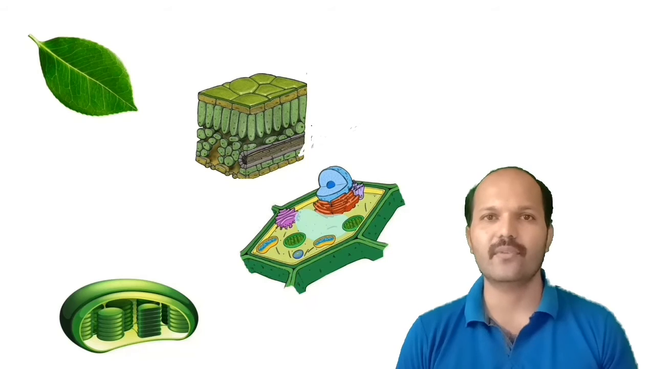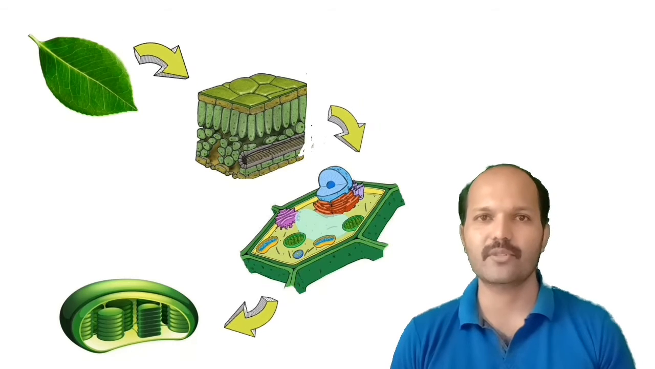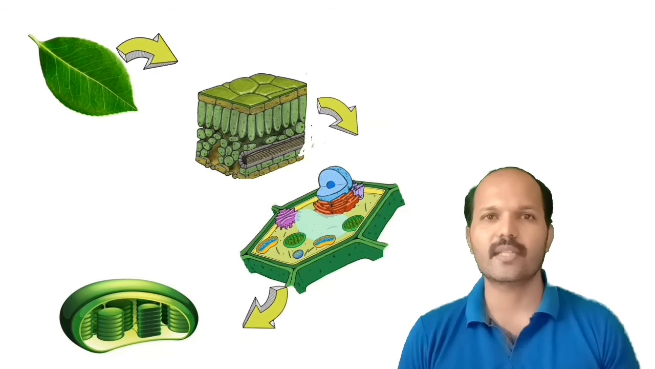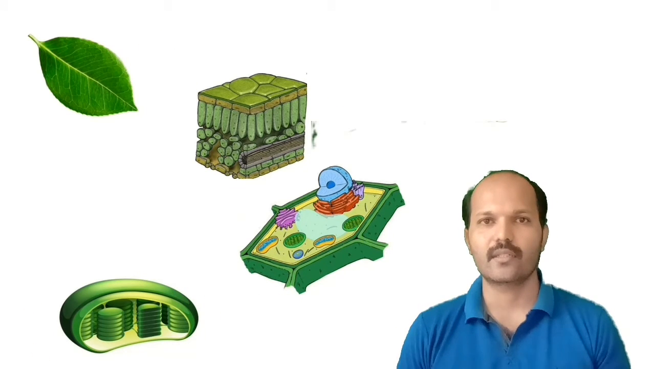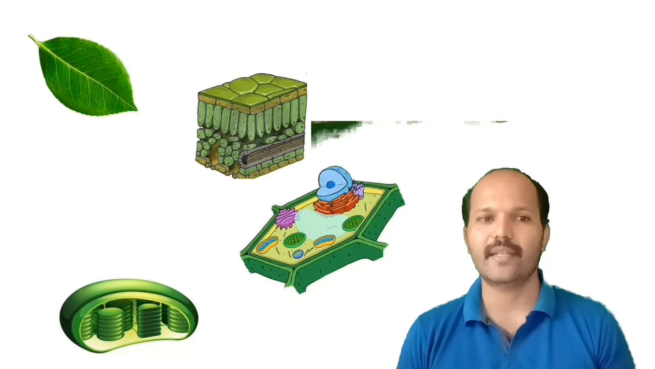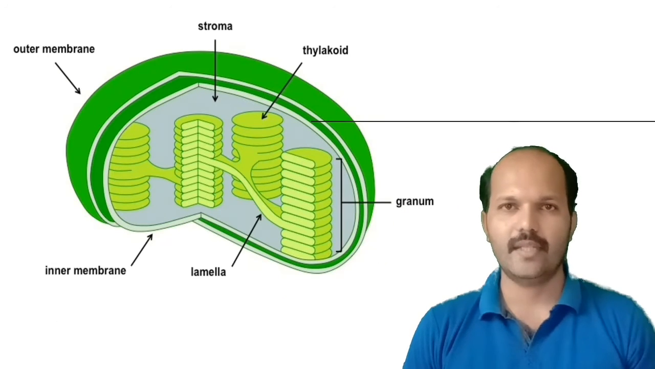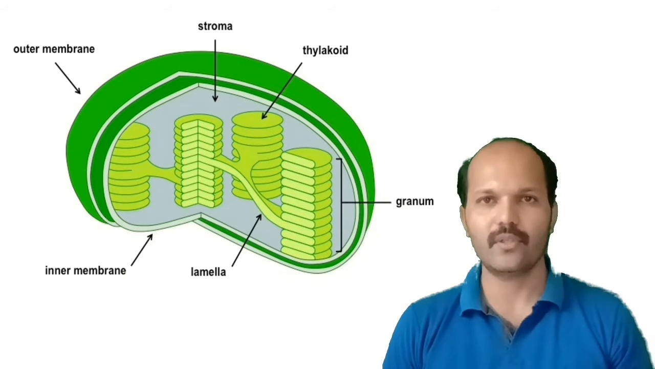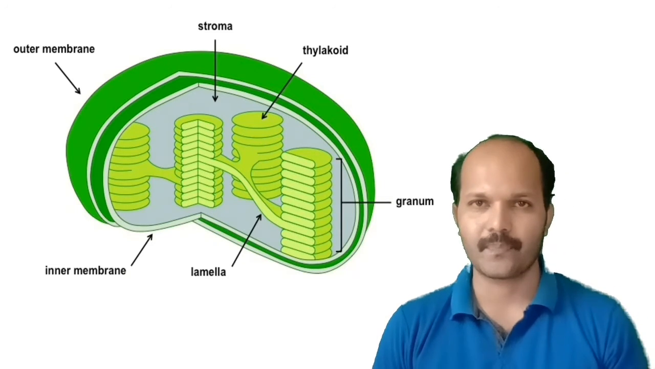In the section of a leaf, we find palisade cells, mesophyll cells, guard cells, and stoma. Inside the plant cell, the chloroplast is present, where photosynthesis takes place. Let's understand what the chloroplast is and how it looks. The chloroplast looks like this.